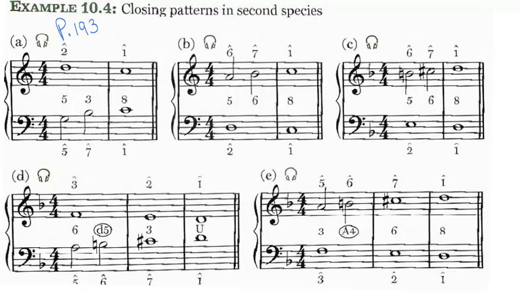In your textbook, in example 10.4, we see some typical closing patterns in second species. Notice that all of them are consonant intervals except for passing tones. The dissonant intervals are here in letter D. There's a diminished fifth on and off beat, and then also the inversion of that in example E, an augmented fourth on the off beat, used as a passing tone.